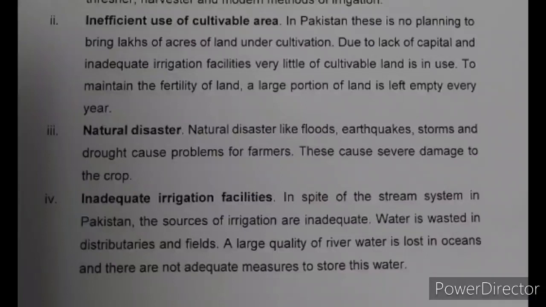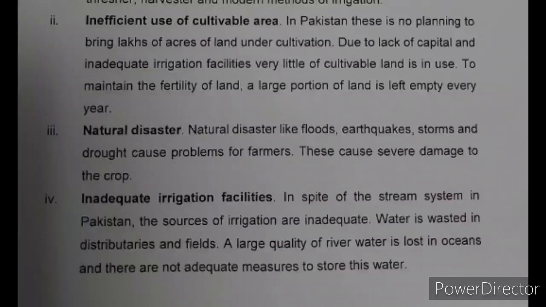Number four is inadequate irrigation facilities. In spite of the stream system in Pakistan, the sources of irrigation are inadequate. Water is wasted in distributaries and the fields, and a large quantity of river water is lost in the oceans, and there is no adequate measure to store this water. Excessive load shedding affects tube wells, and this is another setback for the crops.